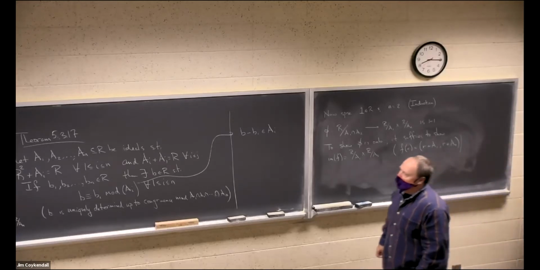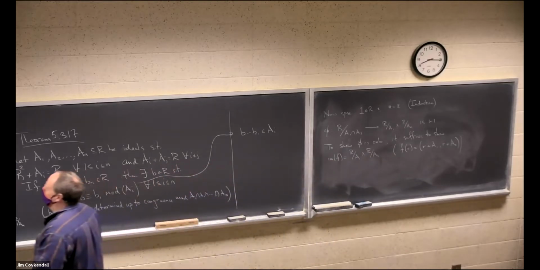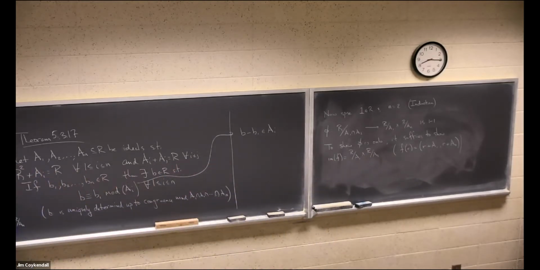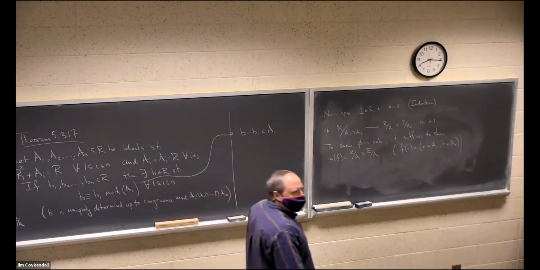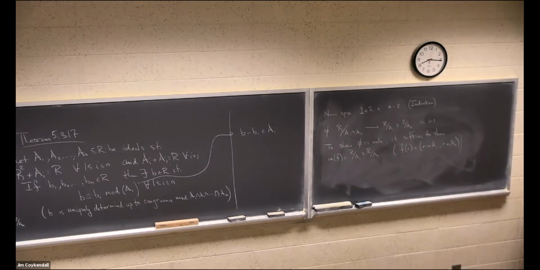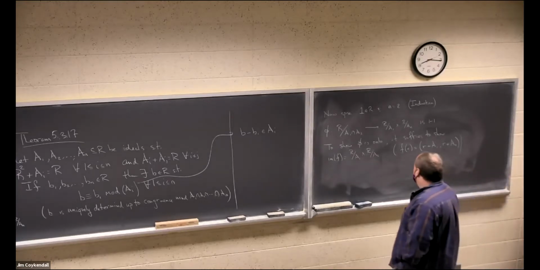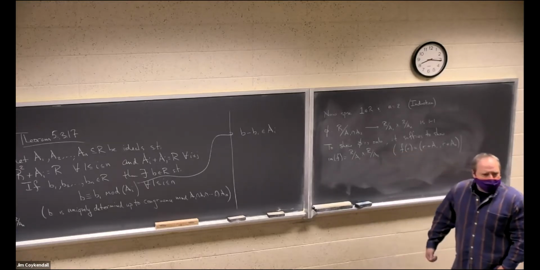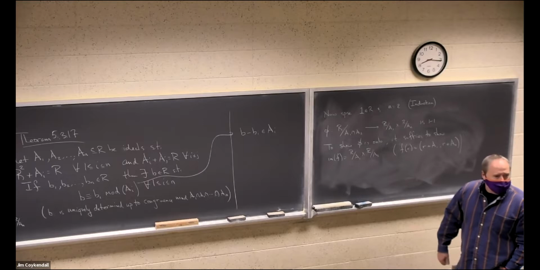Because remember, from the original homomorphism we constructed, we have F from R into this, and so this induces a homomorphism from R mod A1 intersect up to AN into this thing right here. And if we have that the original F is onto, then we get our isomorphism that we wanted. Okay, any questions? So how do we show this is onto?